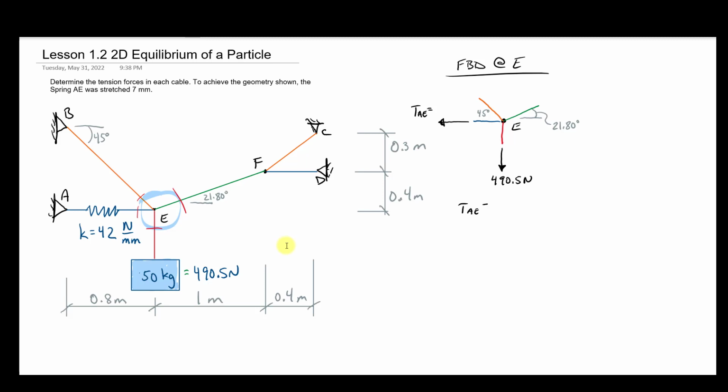TAE is quite simply 42 newtons per millimeter, which is the spring constant, times 7 millimeters of displacement, because that was given in the problem. Okay, and so 42 times 7 is 294 newtons. So we actually know this, 294 newtons. All right, so now my last step is to continue drawing these vectors, and now these are truly unknown vectors. I don't know what they are. I'm going to call this one TBE, and this one here, TEF. So I've drawn them, I've drawn arrowheads, and I gave them labels so that I can identify them.